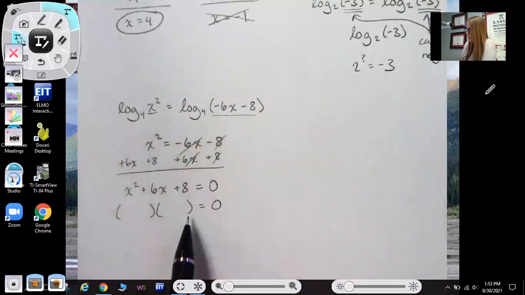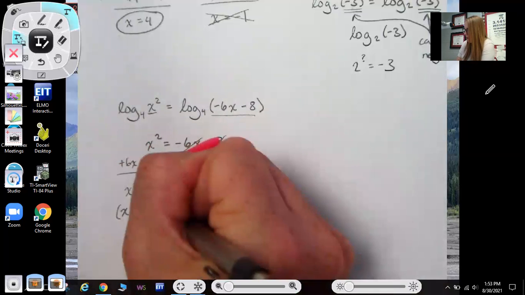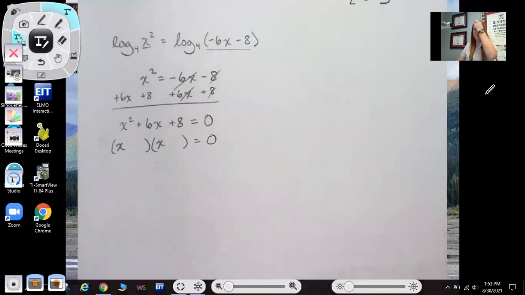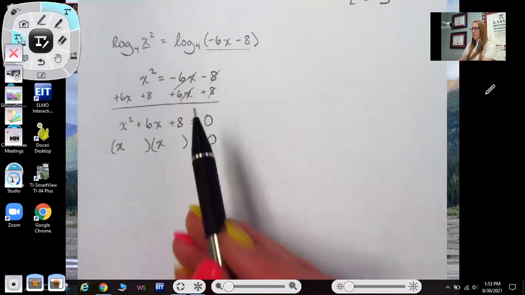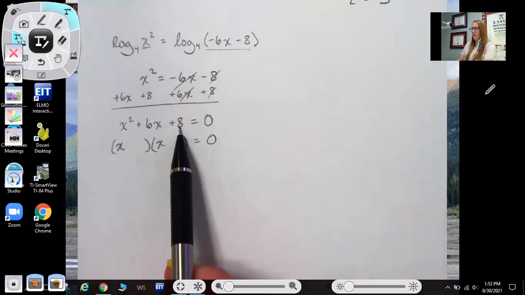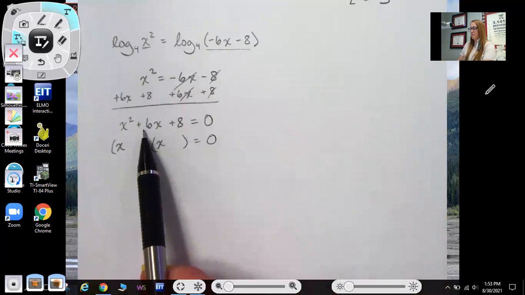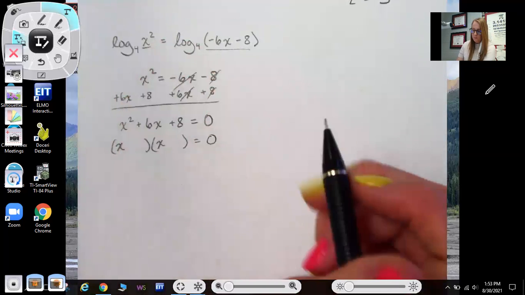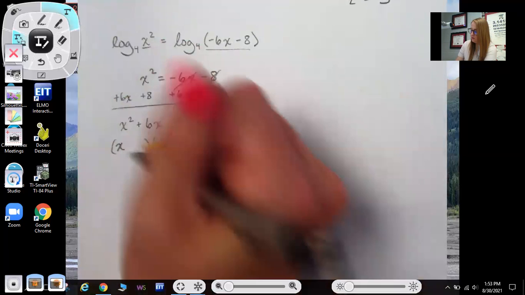We have two sets of parentheses. We know that x goes at the front of both of those. Then we're looking for two numbers that multiply to be 8 and add to be 6. Say again? 4 and 2, yeah.